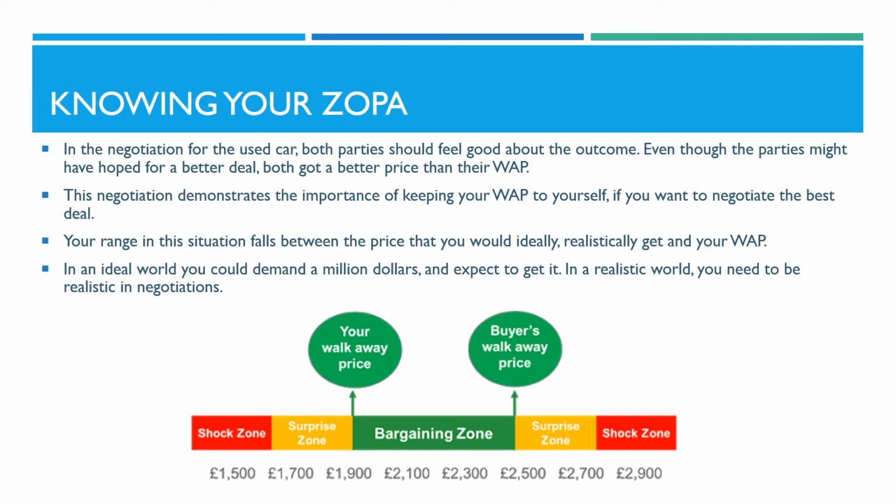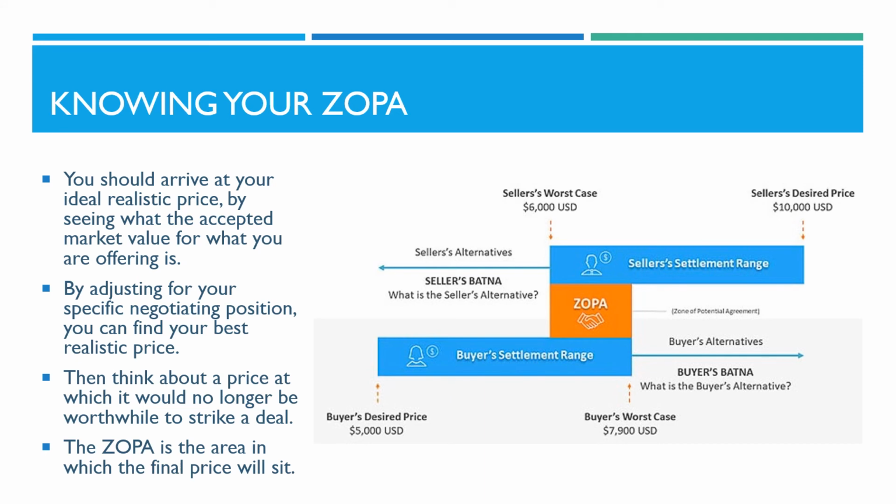In an ideal world you could demand $1 million and expect to get it. In a realistic world, you need to be realistic in negotiations. You should arrive at your ideal realistic price by seeing what the accepted market value is for what you are offering. By adjusting for your specific negotiating position, you can find your best realistic price. Then think about a price at which it would no longer be worthwhile to strike a deal. The ZOPA is the area in which the final price will sit.